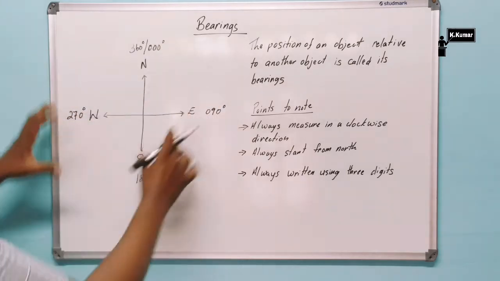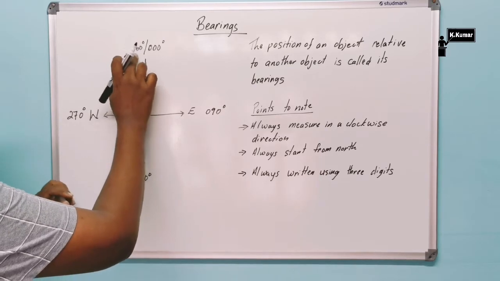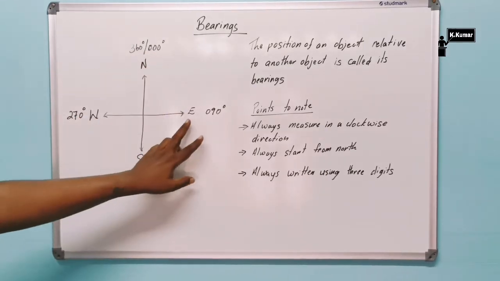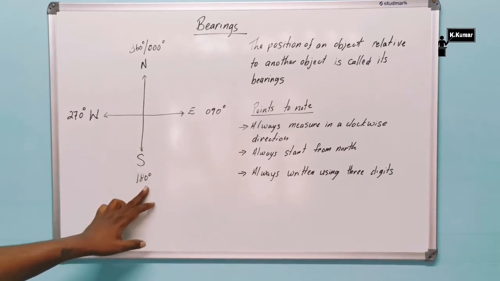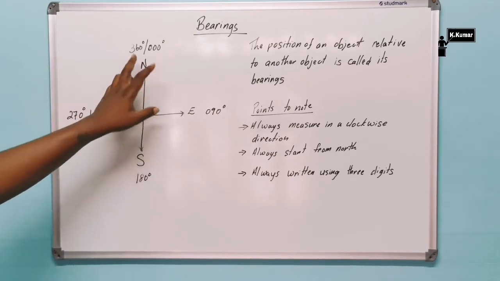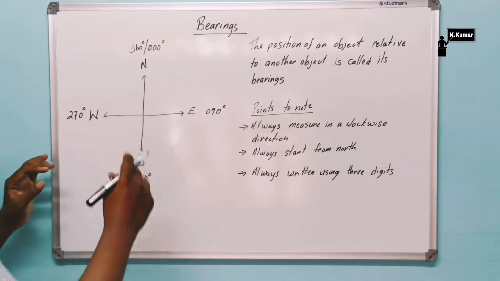Now let's just look at this diagram for a few minutes. If you notice, at north I have 360 and 000. At east I have 090. At south I have 180, and at west I have 270. Now these are the degrees for each of the cardinal points.